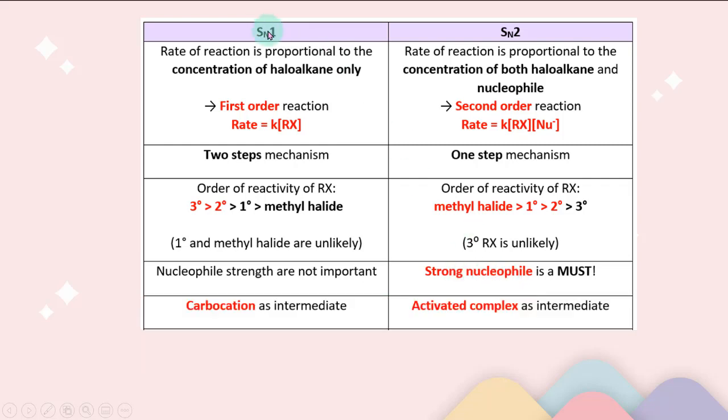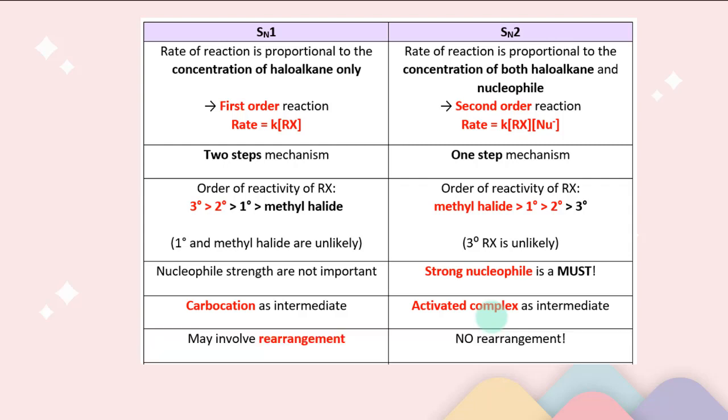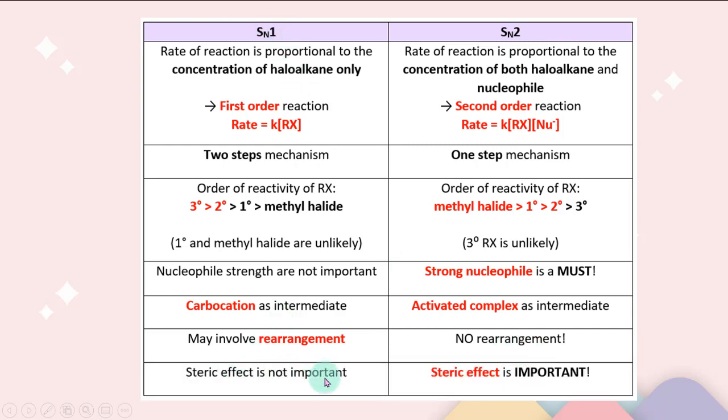For SN1 mechanism, there is a carbocation as intermediate. For SN2, you have an activated complex at the transition state, if you still remember the one with brackets and the structure with partial bonding in between. Since SN1 involves a carbocation intermediate, it might involve rearrangement, either 1,2 hydride shift or 1,2 methanide shift. But for SN2, no rearrangement is possible. For SN1, steric effect is not important, while for SN2 steric effect is important as the nucleophile needs to attack from the back.